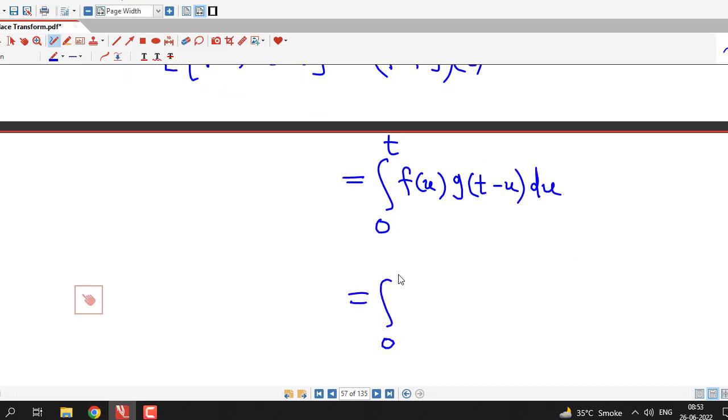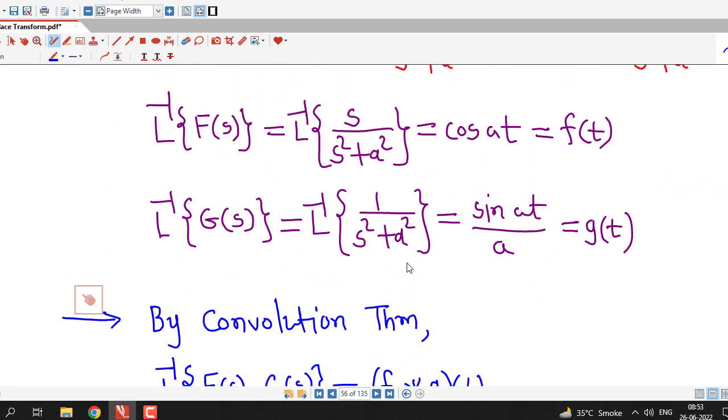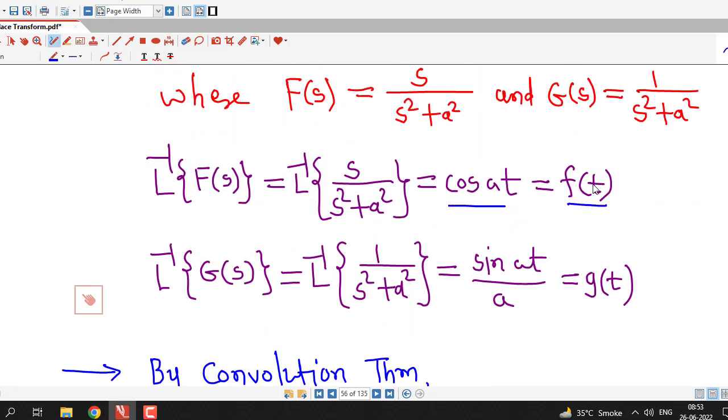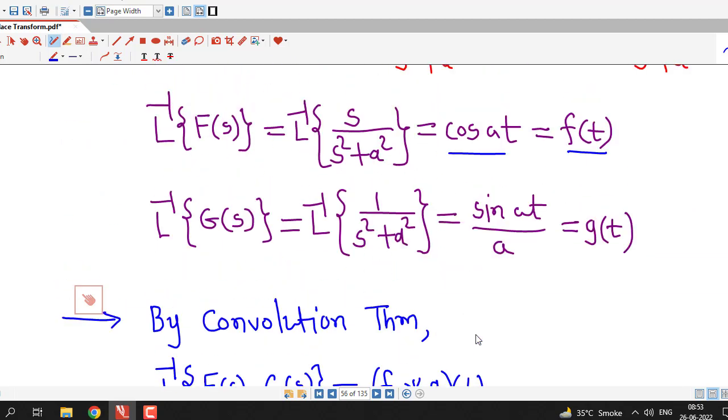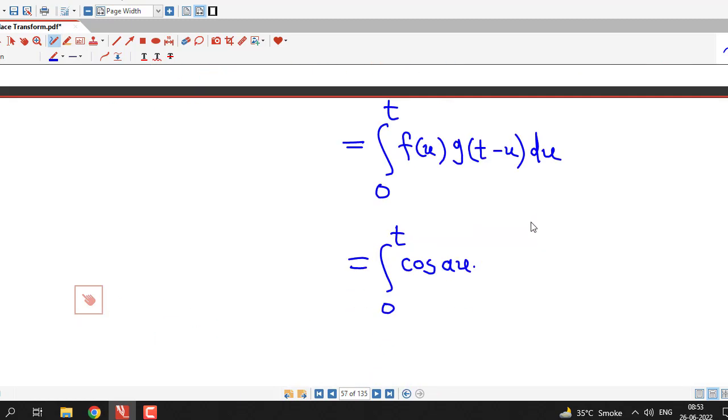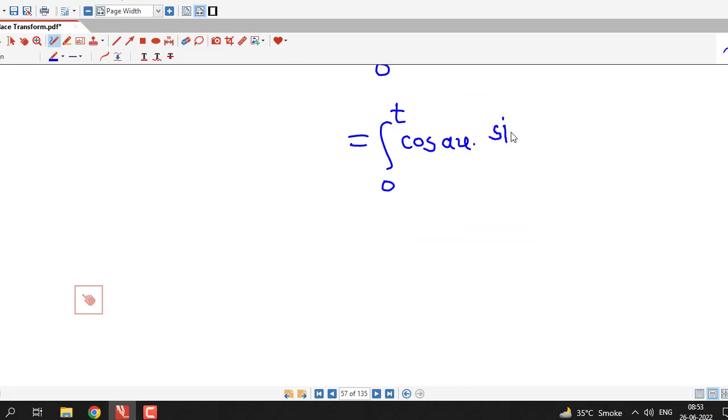And then we substitute values of f of u and g of t minus u. f of t is cos at, therefore f of u is cos au. I substitute f of u equal to cos au into value of g at t minus u. So here we replace t by t minus u. g of t minus u will be equal to sine of a into t minus u divided by a. Integral is with respect to u.